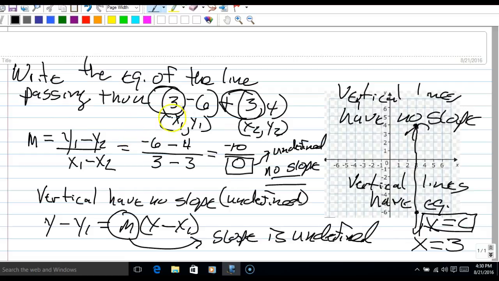Again, if you notice that the two x coordinates are the same, and I ask you to write the equation of the line passing through those 2 points, you can bypass all this computation here and simply write x is equal to 3, or whatever the two x coordinates happen to be if they are the same.